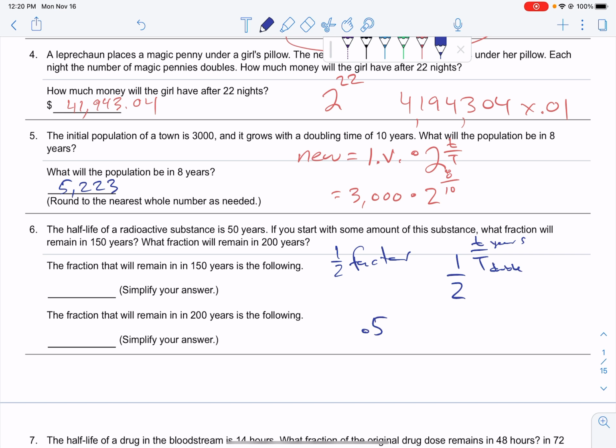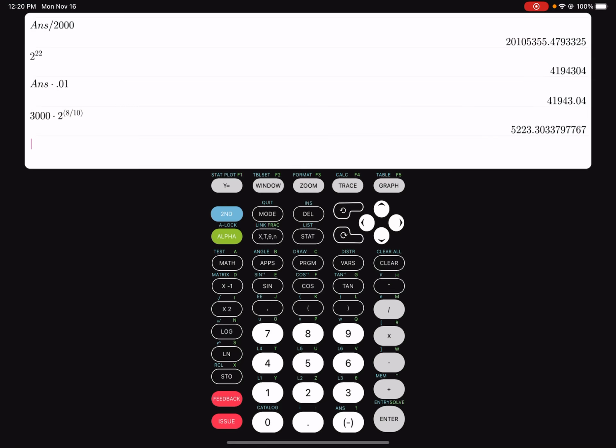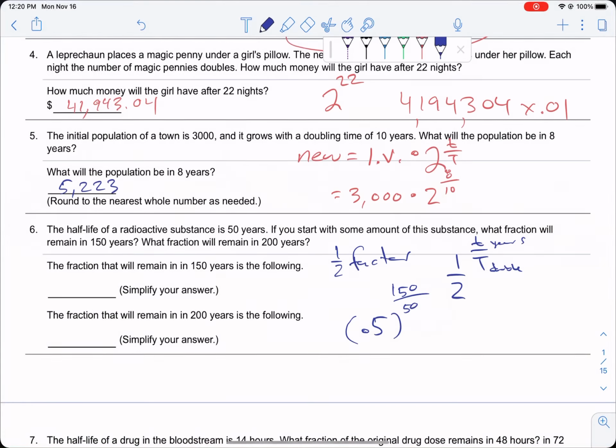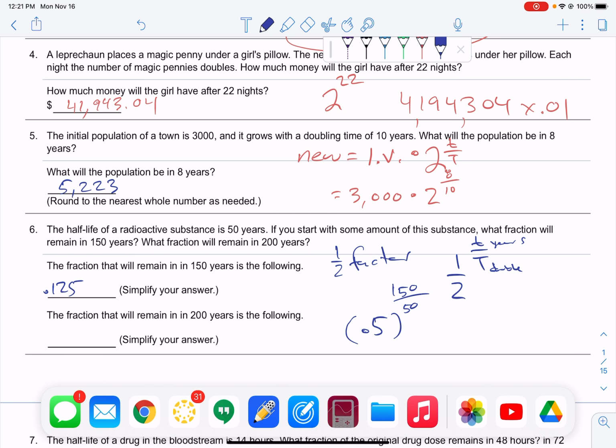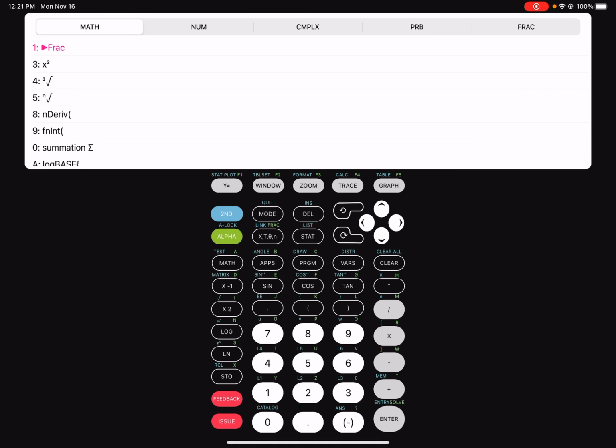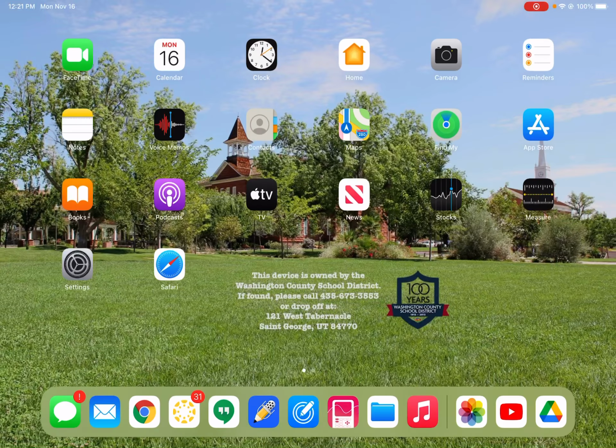So I'm going to take 0.5 and I'm going to raise it to 50 divided by, nope, not 50 divided by, bad math. Come on, eraser. 50 goes on the bottom, my doubling time goes on the bottom, and on the top is going to be 150. So 0.5, that's basically 0.5 raised to the third. So I do 0.5 raised to the third power. So 0.125. And it wants this simplified, so it probably wants me to turn that into a fraction. So if I do math, enter, enter, I get 1/8.